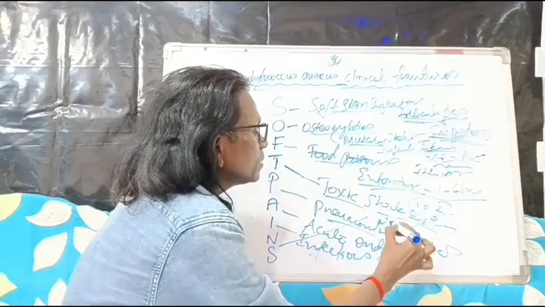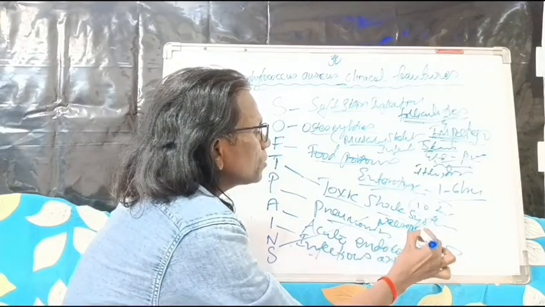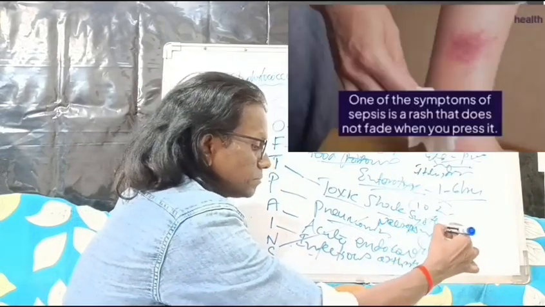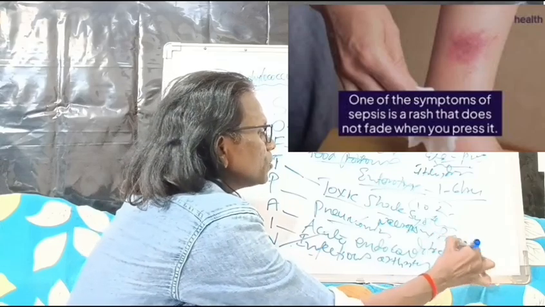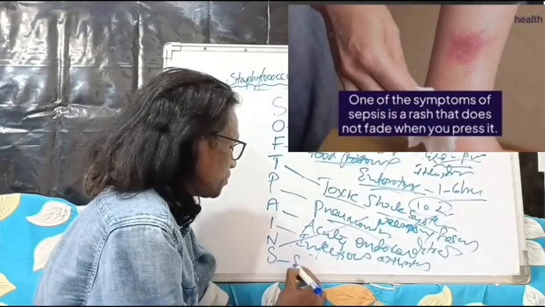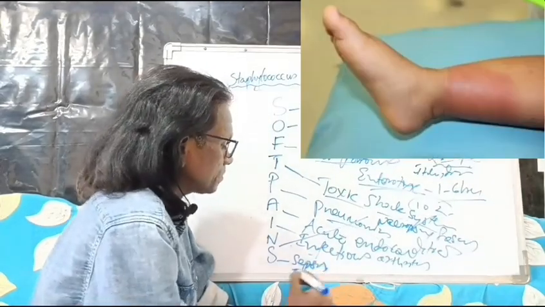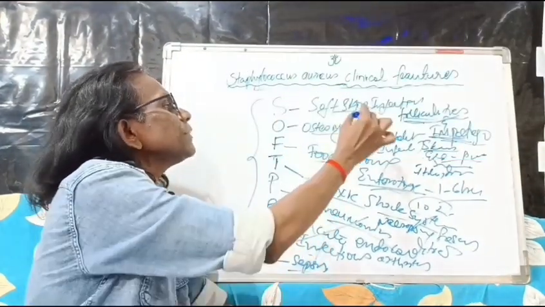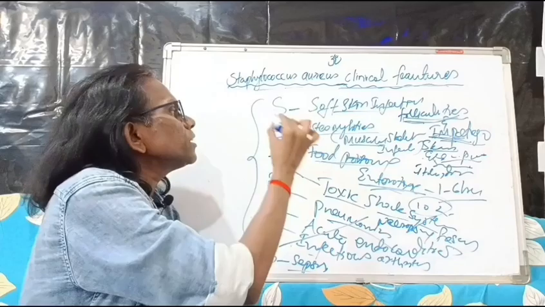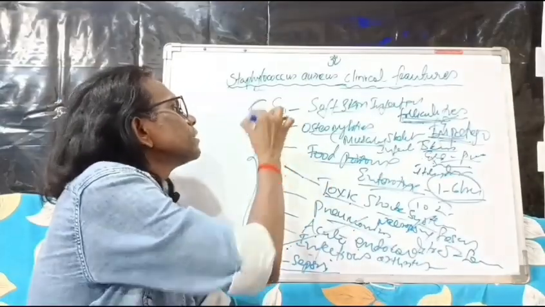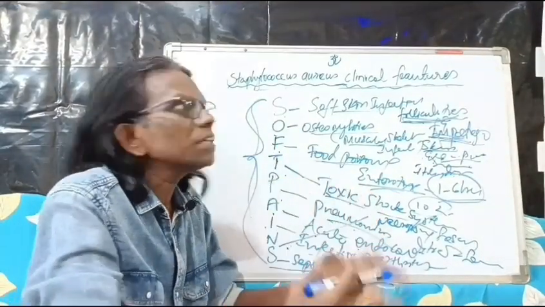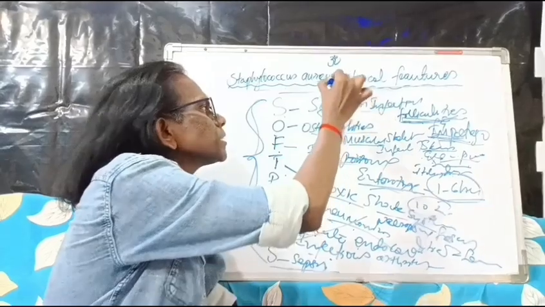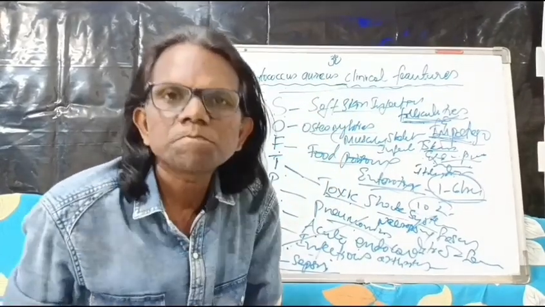N stands for necrotizing fasciitis. S stands for sepsis. These are the clinical features of Staphylococcus aureus. So the mnemonic is SOFT PAINS. So that's all about the clinical features or symptoms of the Staphylococcus aureus.